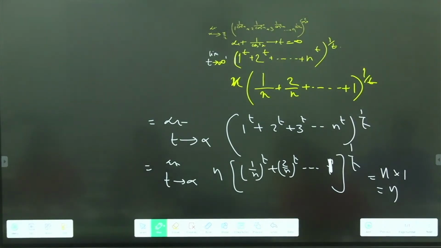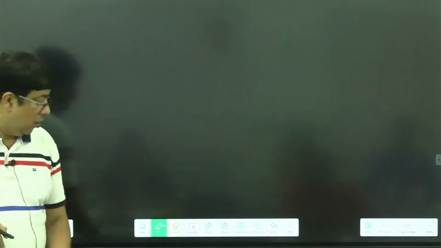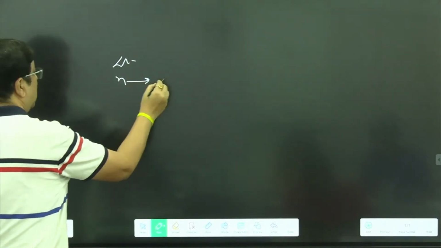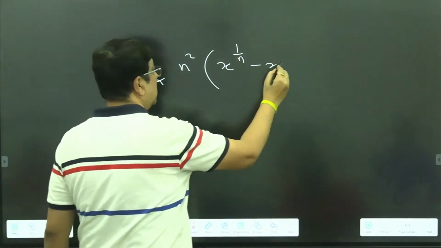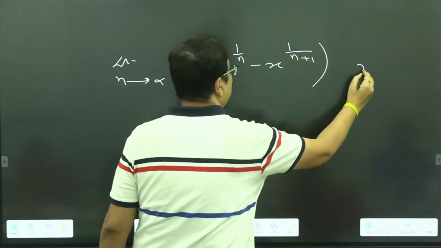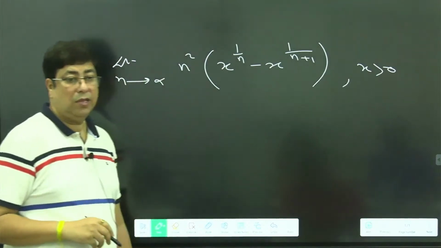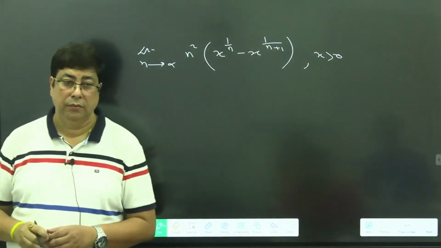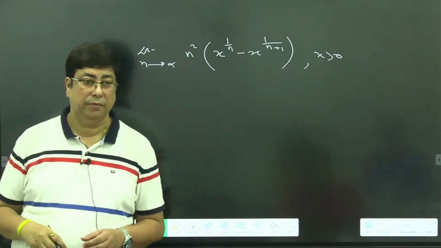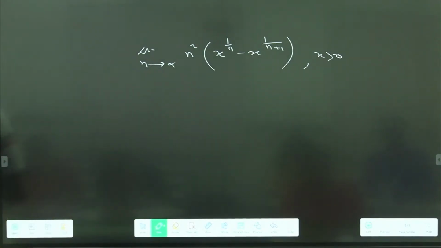One more sum was a doubt for you. One more sum, let us clear it. I am changing this. One more sum: limit n tends to infinity of n square times (x to the power 1 by n minus x to the power 1 by n plus 1), where x is greater than 0. How to solve this sum? All the sums you did last day, so it is not required to write them. Is there anyone who can solve the sum? Try for 1 minute, I am waiting.